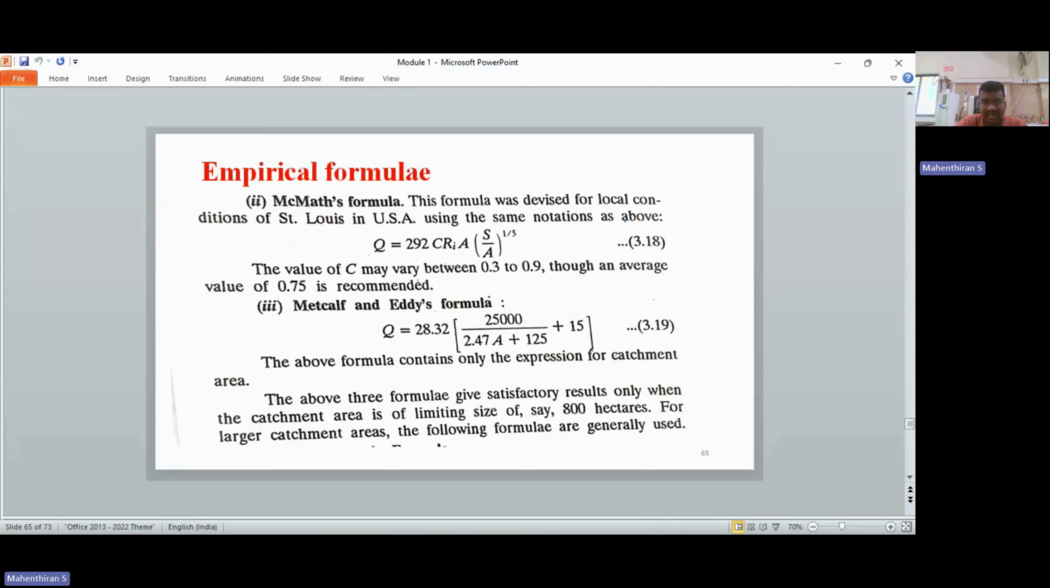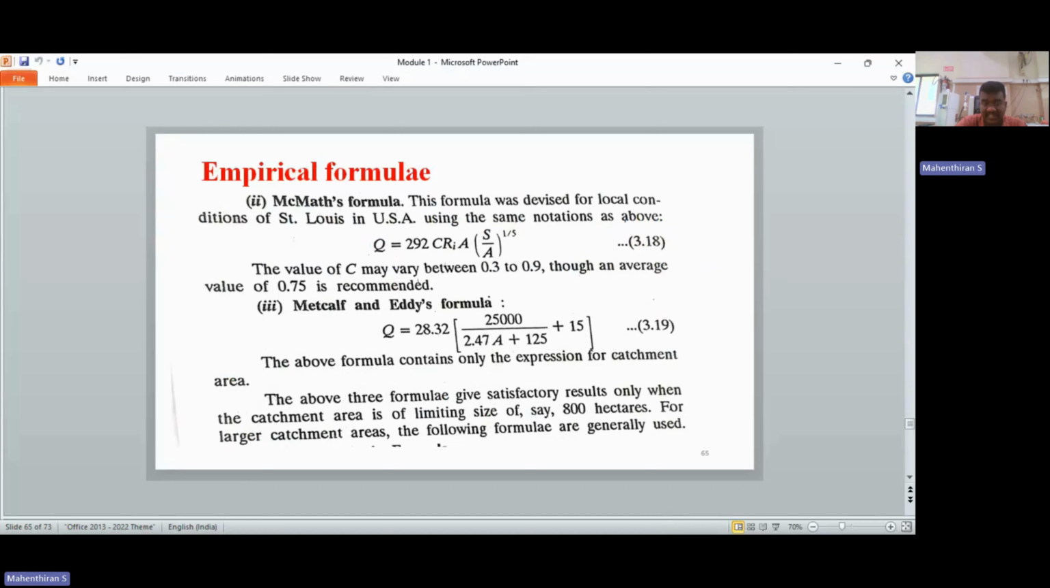Q equals a constant multiplied by C, Ri, A and then S divided by A raised to some fractional power. There are two key differences. The first difference is the constant. The Berkeley-Ziegler uses 296, whereas the McMahon uses 292. These are very close numerically, but they reflect different calibration data sets.